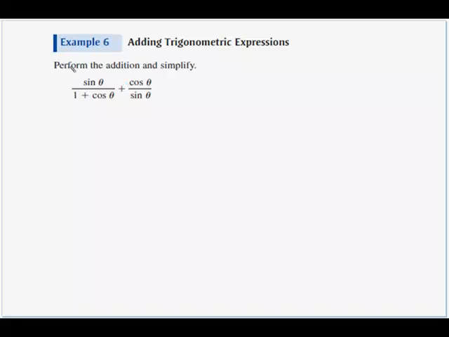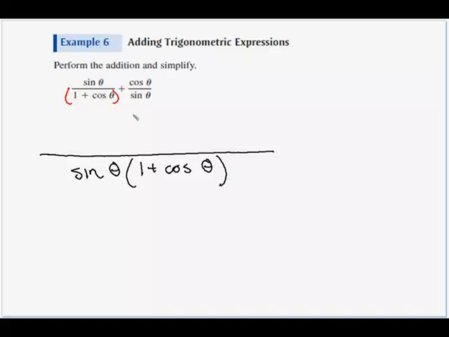In example 6, perform the addition and simplify. So we want to add these together and then simplify the result. Again, we have two fractions with different denominators, and the common denominator is what we get if we multiply those two denominators together. So my overall denominator is going to be sine of theta times the quantity 1 plus cosine of theta. To get this to agree with the common denominator, we had to multiply it by a sine of theta, so we multiply the numerator also by sine of theta. Sine of theta times sine of theta is sine squared of theta.